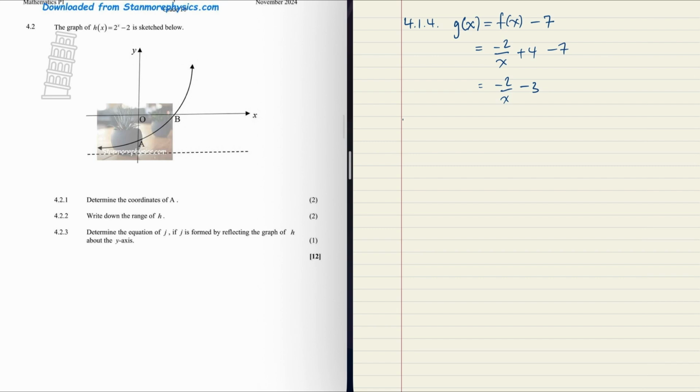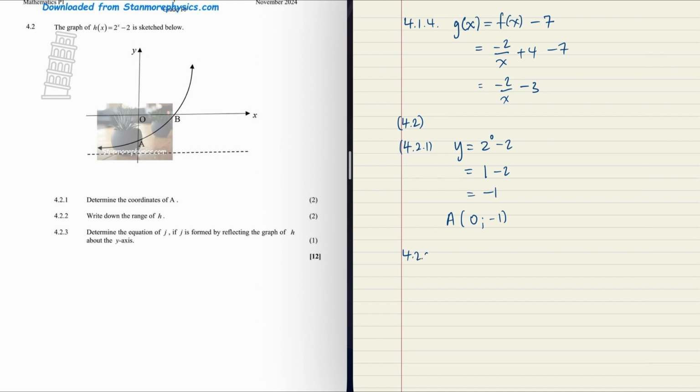Question 4.2, the graph of h of x is equal to 2 to the power x minus 2 is sketched below. Determine the coordinates of a. So a is the y-intercept, and to solve for the y-intercept you make x 0. So I'm going to have y is equal to 2 to the power 0 minus 2. So 2 to the power of 0 is 1. So 1 minus 2, that's equal to negative 1. That means a is going to be 0 and negative 1.